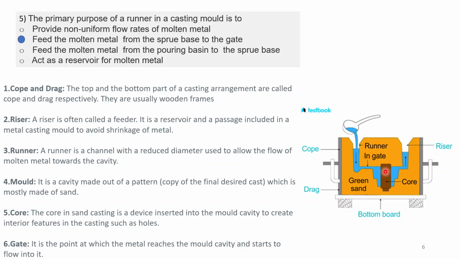It is a device which is inserted into the mold cavity to create interior features in the casting, such as holes. Next you have the gate. It is a point at which the metal reaches the mold cavity and starts to flow into it.